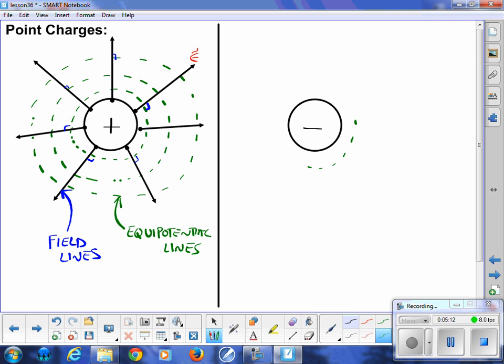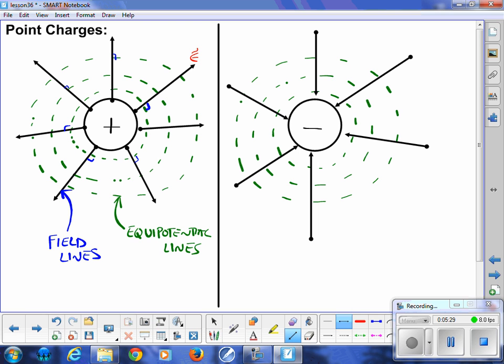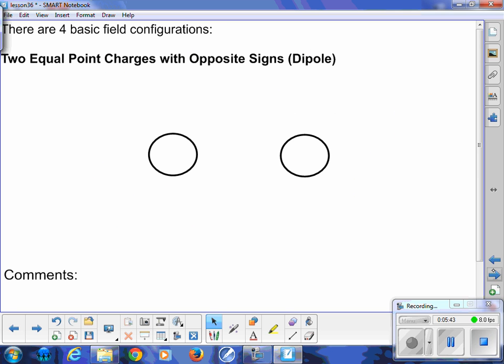So I'll draw my equipotential lines in. Looks like I'll be able to fit 3. And in this case, if it's a negative charge, the convention is that the field lines point toward the charge. The more I draw, the stronger the charge is. All right. And in this case, your E is pointing toward the center of the charge. Okay, so that's just the basics, how to draw for a point charge.